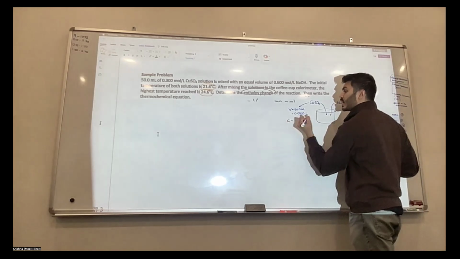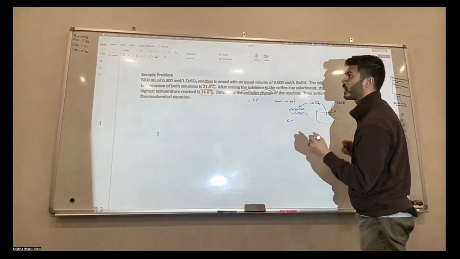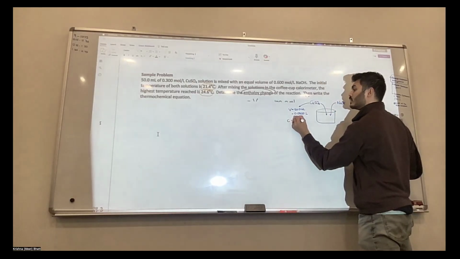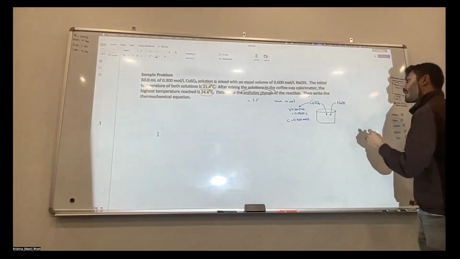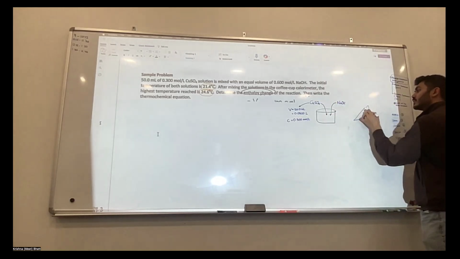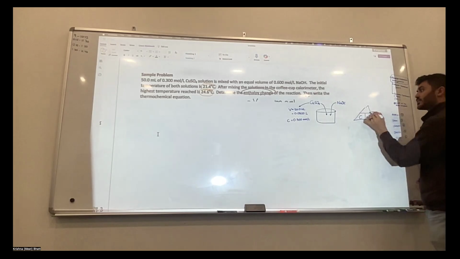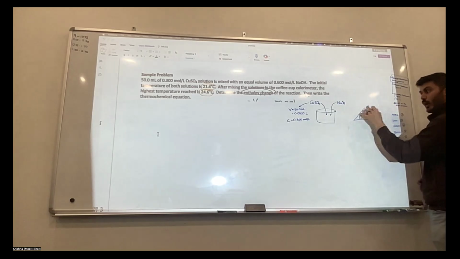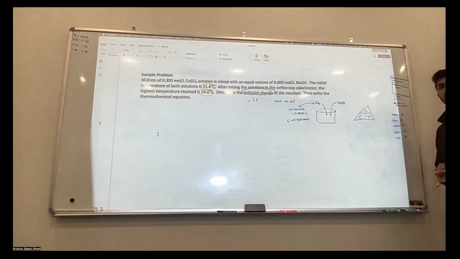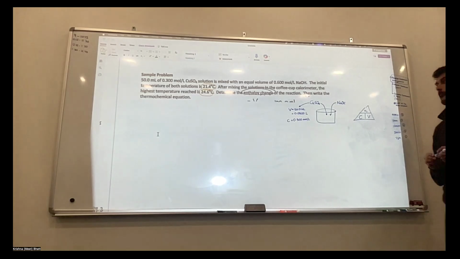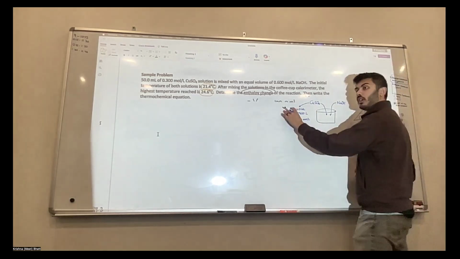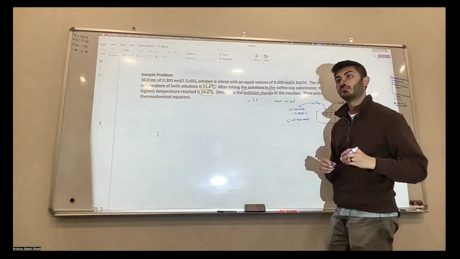We're also given the concentration of CuSO4 as 0.300 moles per liter. Remember, I showed you guys the triangles. There's actually one more triangle over here too that you can use. Concentration is essentially moles per liter. So if you have volume and concentration, you can find the moles.